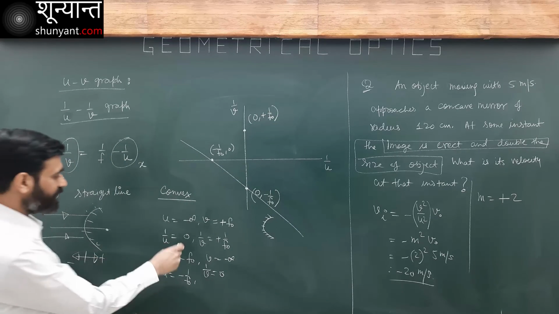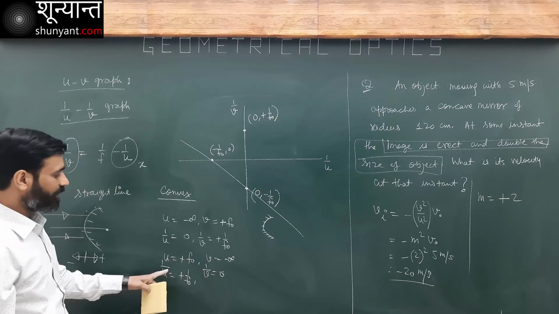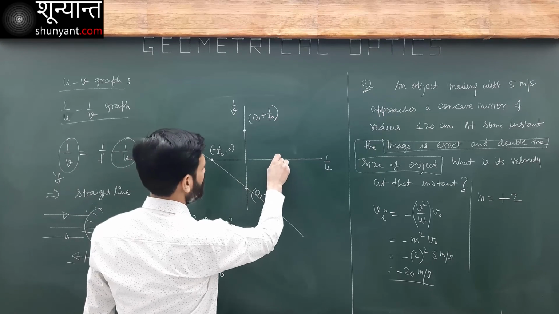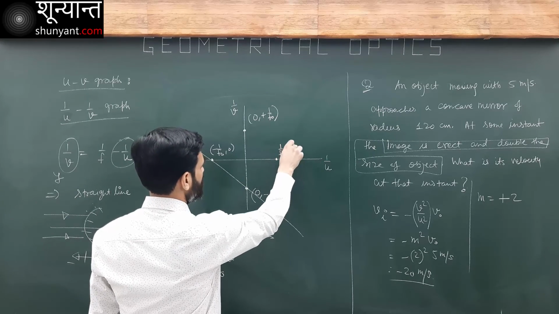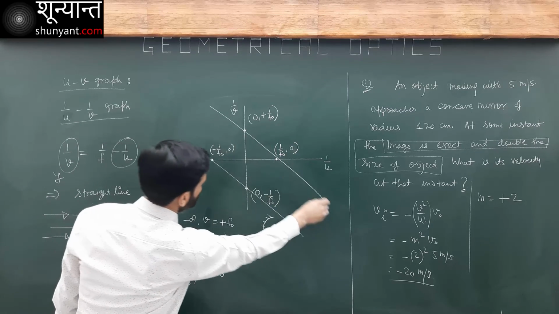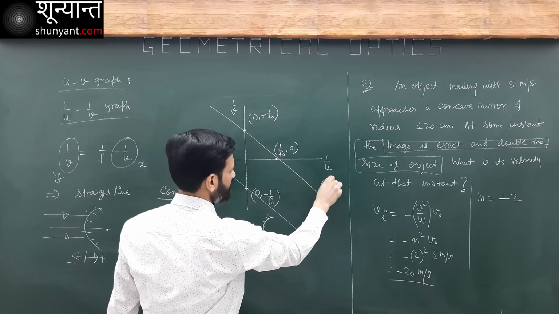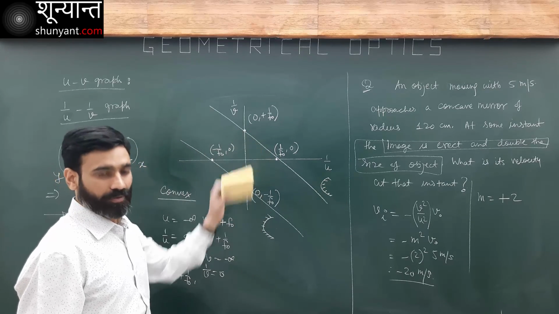And then simply reverse it. 1 by u is plus 1 by f naught here, and 1 by v is going to be 0. That's it, I got 2 points, and I have this straight line. This is for a convex mirror, with 1 by u and 1 by v.